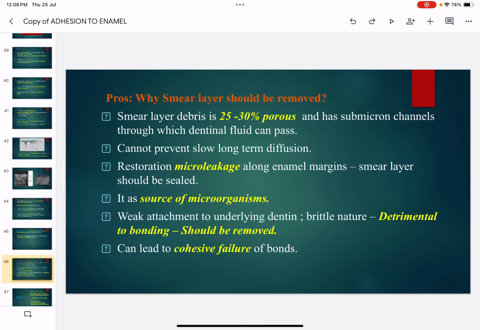Restoration micro leakage can also happen along the enamel margins. Smear layer should be sealed. And since we have seen that smear layer contains saliva and bacteria, it can definitely act as a source of microorganisms. And because of the weak attachment of smear layer to the underlying dentin and its brittle nature, retaining a smear layer can actually be detrimental to bonding and hence they must be completely removed. All these factors can lead to a cohesive failure of bonding.